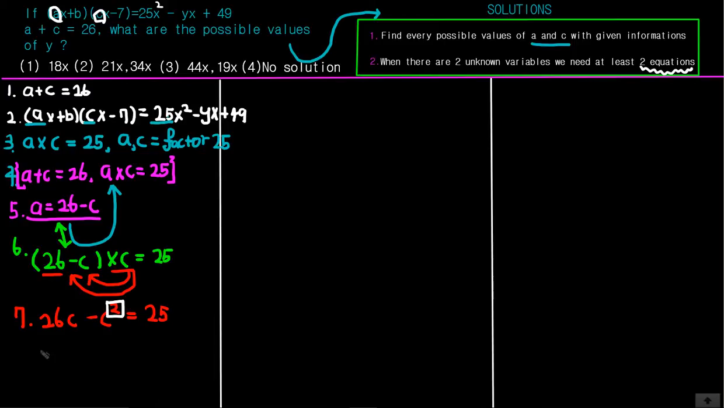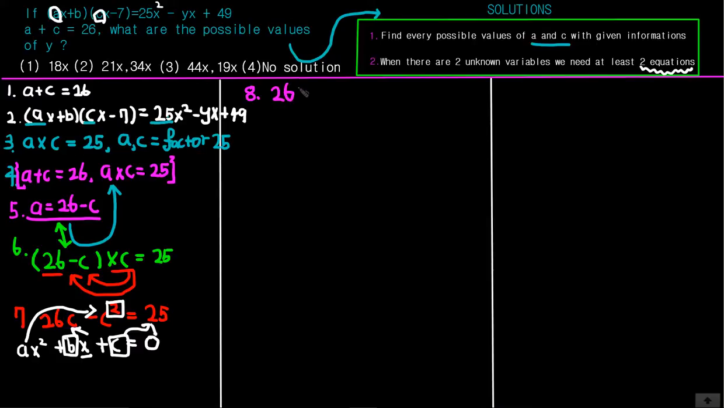For a quadratic, the basic form is ax squared plus bx plus c equal to 0, where c is just a constant, in this case 25, b is the coefficient of the variable, in this case 26, and a is the coefficient of the biggest degree, in this case negative 1. So we can make it in that form, and we're going to step 8.